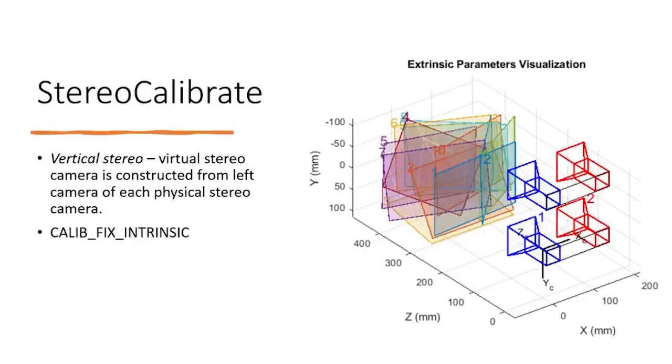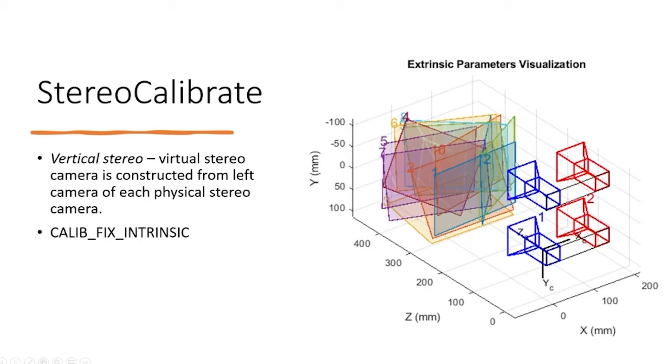So the second approach to the between sensor calibration was based on the OpenCV stereo calibrate. Again, I took two cameras. For example, the upper one can be T265 and the bottom one can be Leap Motion. And you basically create a virtual stereo pair, which takes the left camera of the T265 and the left camera of Leap Motion, and treat this as a vertical stereo camera.